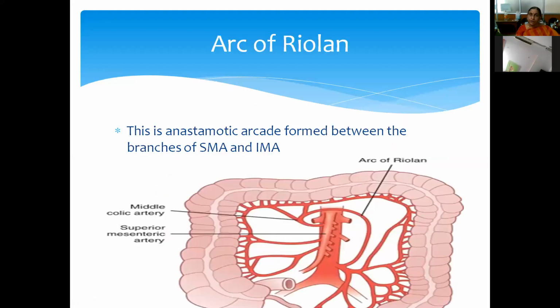So a word about the arc of Riolan. This is an anastomotic arcade found between the branches of the superior mesenteric artery and the inferior mesenteric artery. You can see it here. This is the territory of the superior mesenteric artery, and this is the territory of the inferior mesenteric artery. So there is an anastomotic channel from here extending up to this. That is what is known as the arc of Riolan. It is very useful while you are doing intestinal anastomosis. You are supposed to know something about it.